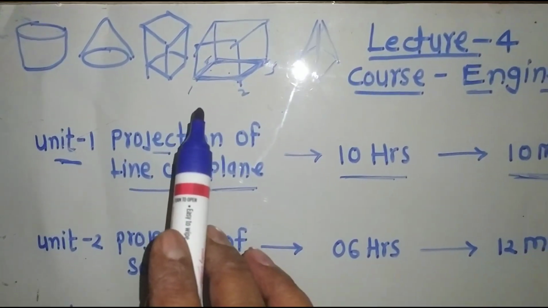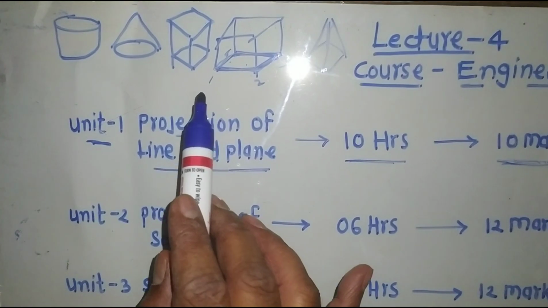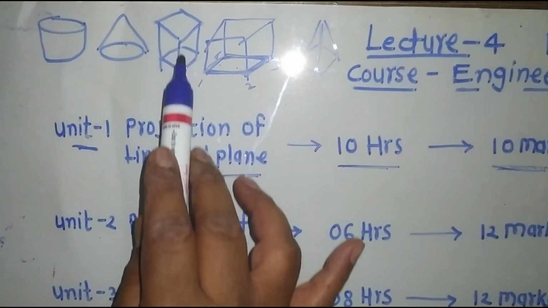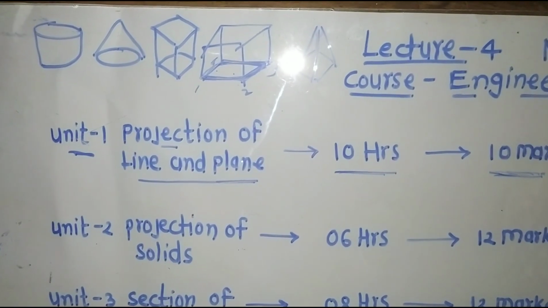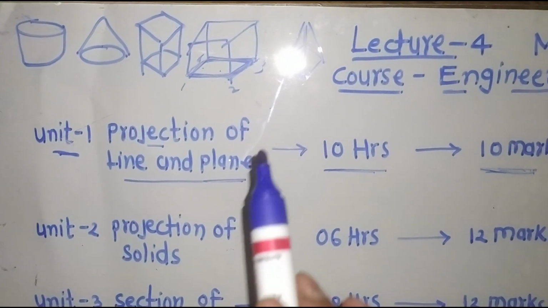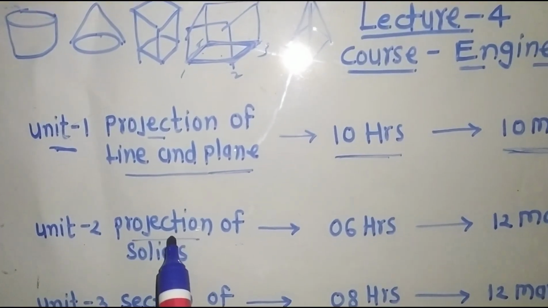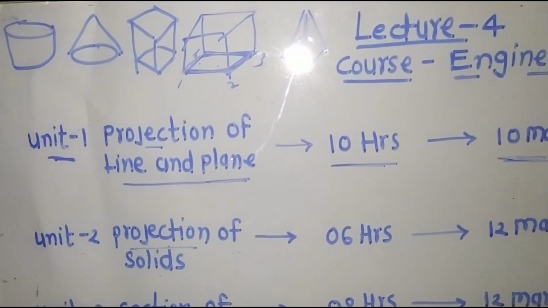If you study the basic solids, you see how many faces the prism has. If it is square, it has 4 side faces. This is the axis, and according to its relation with respect to HP and VP, we have to draw the projections of these solids.